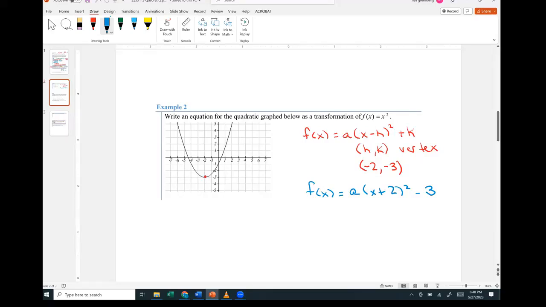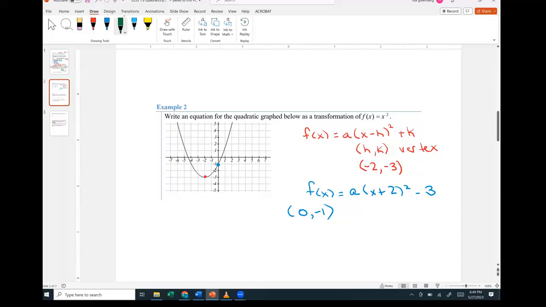How do we find a? We need to pick a point on the graph that hits the grid at a certain point. And I see right here a nice, easy point. Okay, so that point is x equals 0, y equals -1. So now I can plug those values in for x and y, and I can solve for a.